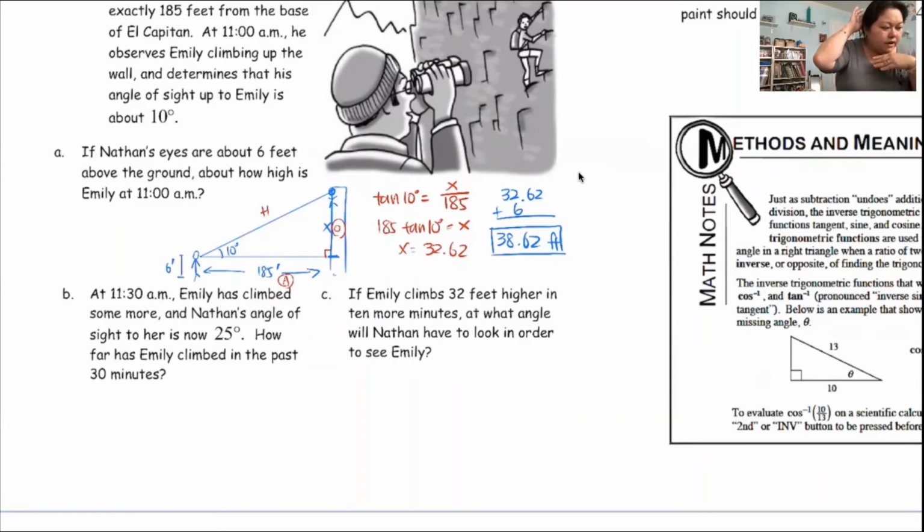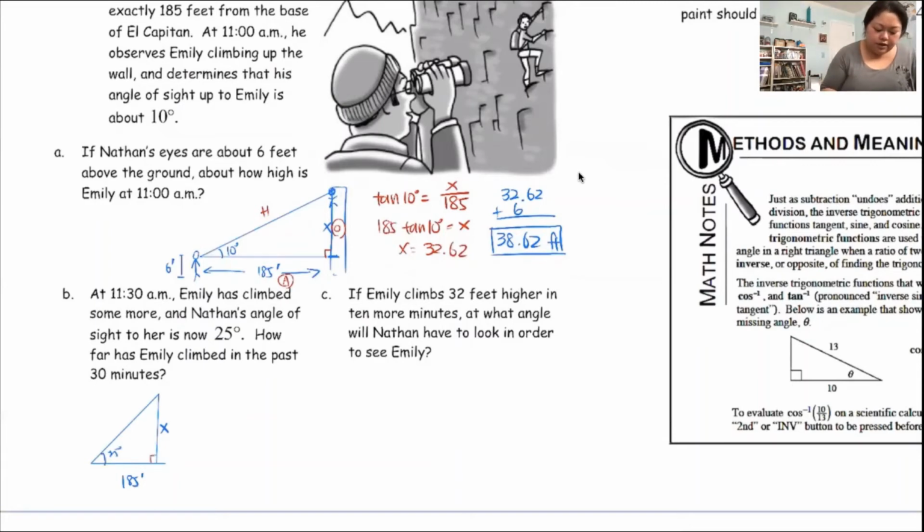We can figure out the same thing as before. The picture's going to change just a tiny bit, right? So we're going to say, all right, he is now looking at her this way. This is 25 degrees. He's still standing 185 feet away. We just don't know this one right here. That's our x, right? She has a new height, right?